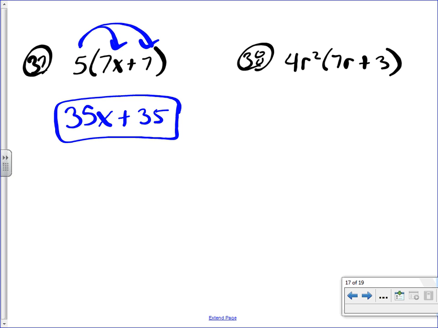38, we do the same thing. 4r squared times 7r, that's going to be a, hold on guys, hold on. Let me finish this up here. 4r squared times 7r is 28 what? R to the third.